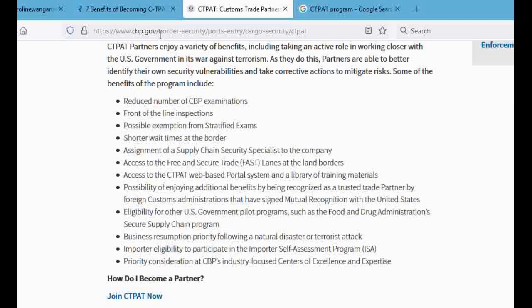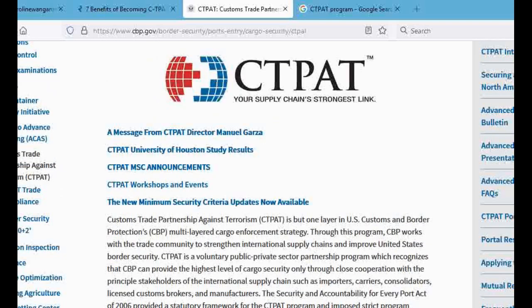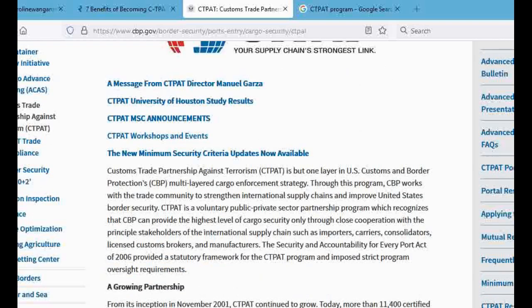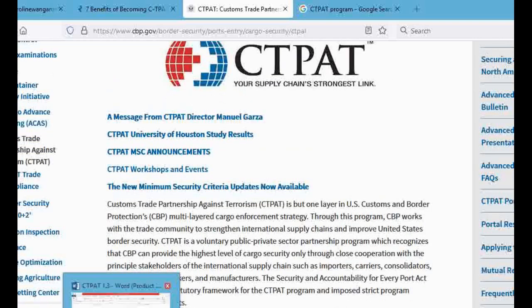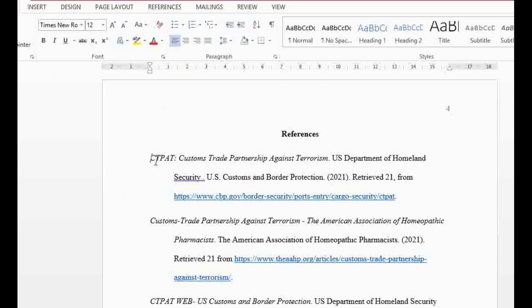I mentioned this in the video where I showed you how to use Cite This For Me. So this information is from a government website, so this is accepted. So I use this as one of my references. If we go back to my question, you're going to see it's the first one, this right here. This is what I have highlighted. So I use this as one of my references. The link here is this one.